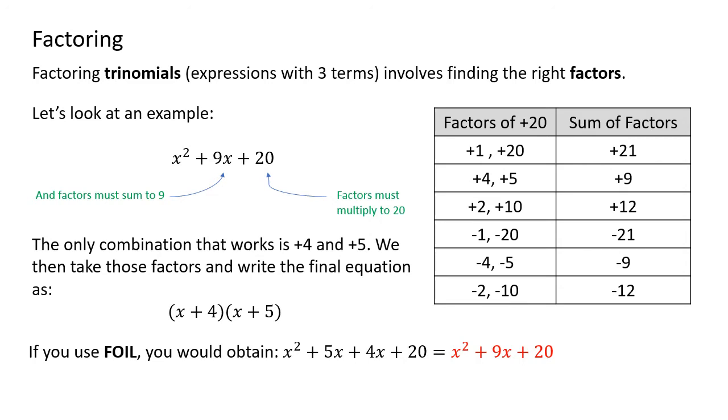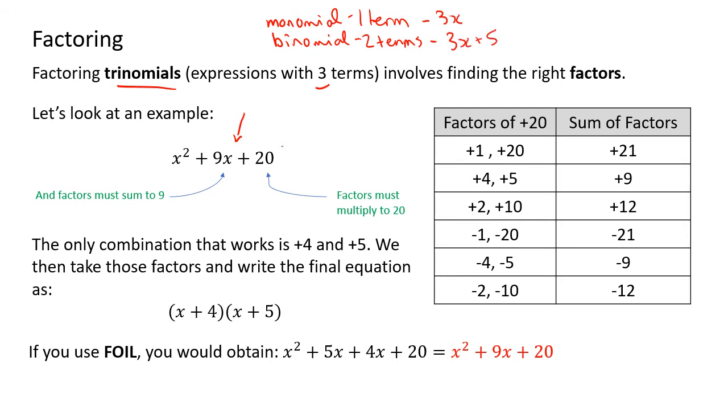Okay, so this second step in the process is to factor the denominator. Oftentimes we're going to have something like this equation here, x squared plus 9x plus 20. That is called a trinomial, and it's a trinomial because it has 3 terms. Okay, a monomial has 1 term, a binomial has 2 terms, and a trinomial has 3. So a monomial would be something like 3x, a binomial would be 3x plus 5, okay? And this is an example of a trinomial, okay?